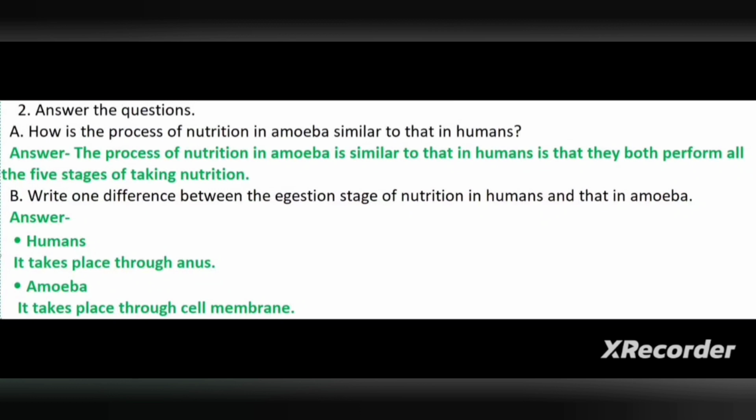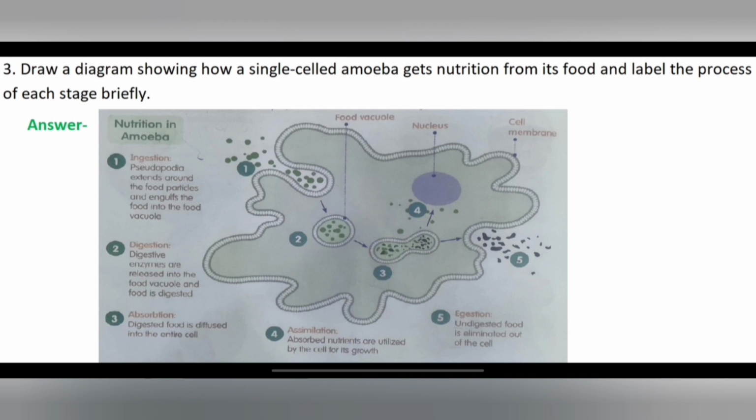Now let's move to question number 3. Question number 3 is, draw a diagram showing how a single-celled amoeba gets nutrition from its food and label the process of each stage briefly. This diagram of amoeba is given in your book itself in the same lesson. So you can draw it from there, and the same steps you can say, the process will be delivered like this only. So this is all about question number 3 and all about lesson number 2. Now let's move to lesson number 3.